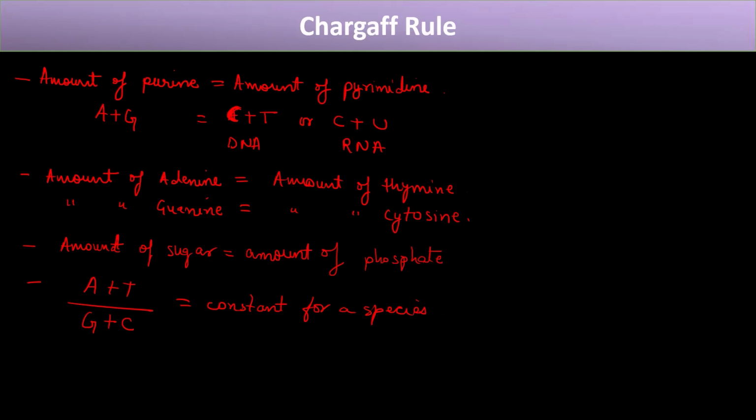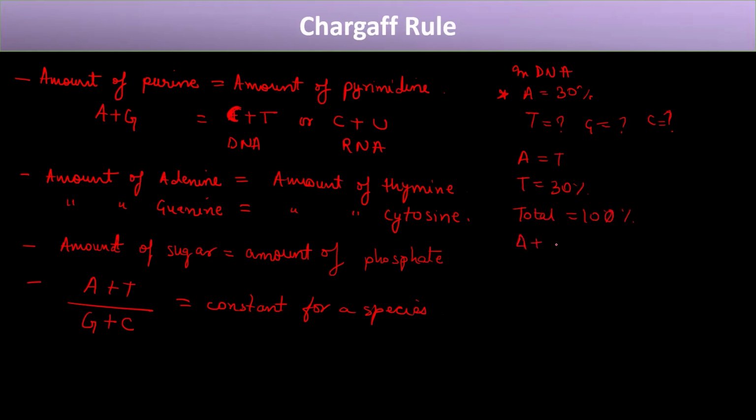And with the Chargaff rule come certain numericals. For example, let's say you have adenine 30%, then what will be the composition of the other nucleotides in DNA? What will be the composition of thymine, guanine, and cytosine? With Chargaff rule, we can see. Adenine is 30%, and we know that adenine is equal to thymine. So thymine will become 30%, right? The total will be 100%.